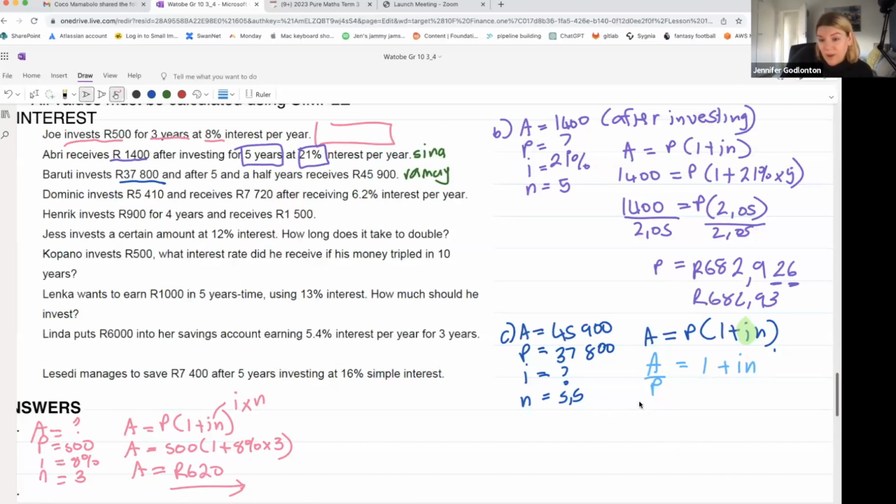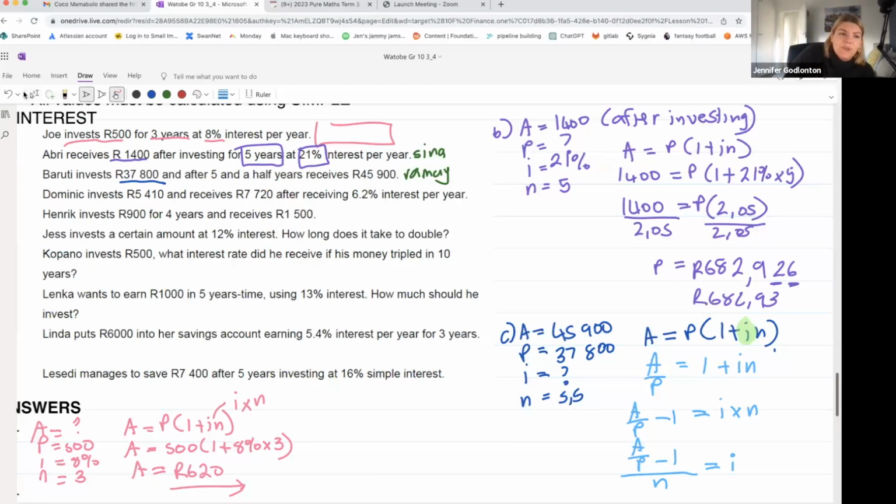Then I want to move my 1 over. So I'm going to have A over P minus 1 is equal to I times N. Now, if I'm trying to get I to be alone, I need to divide all of that. So A over P minus 1, all of that I need to divide by N. And that's going to give me I. And then you can pop that straight into an equation.